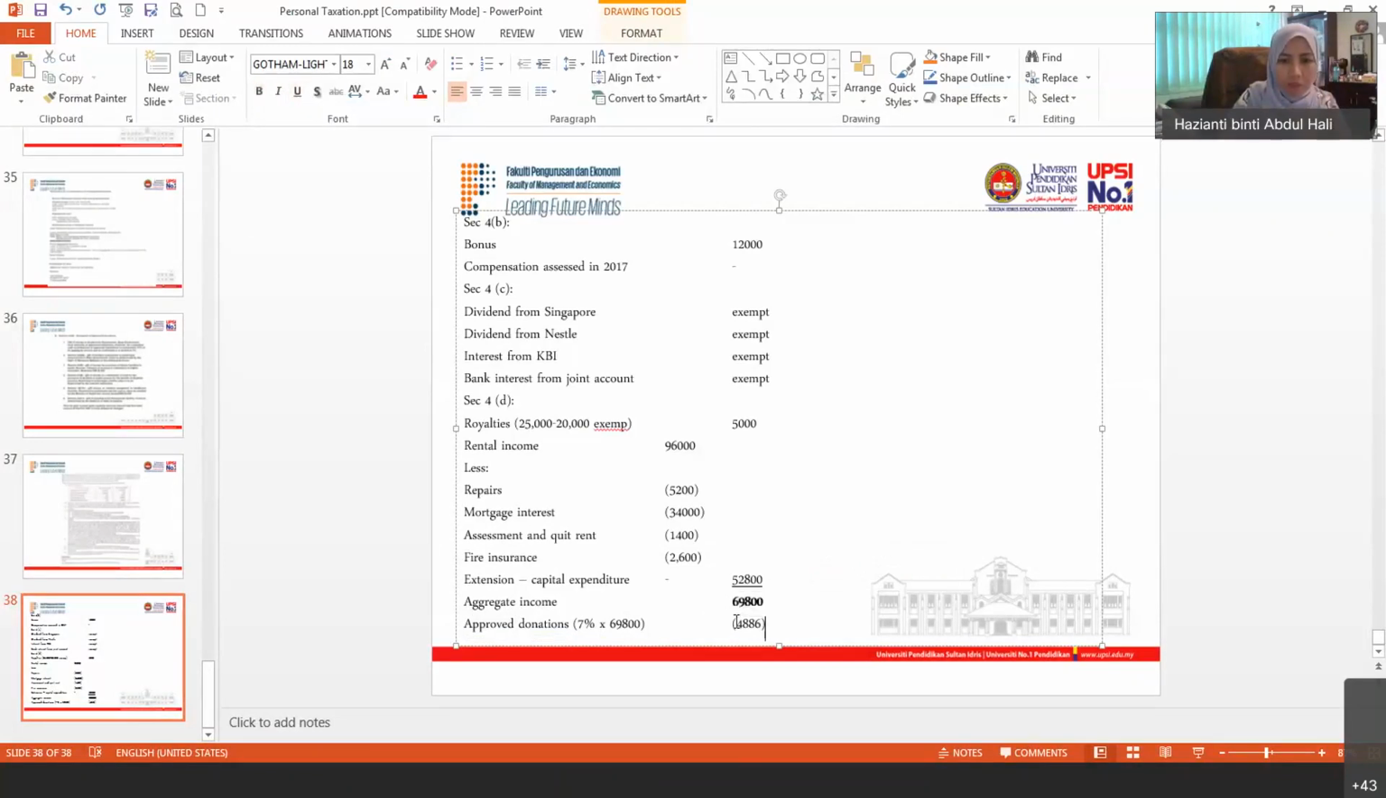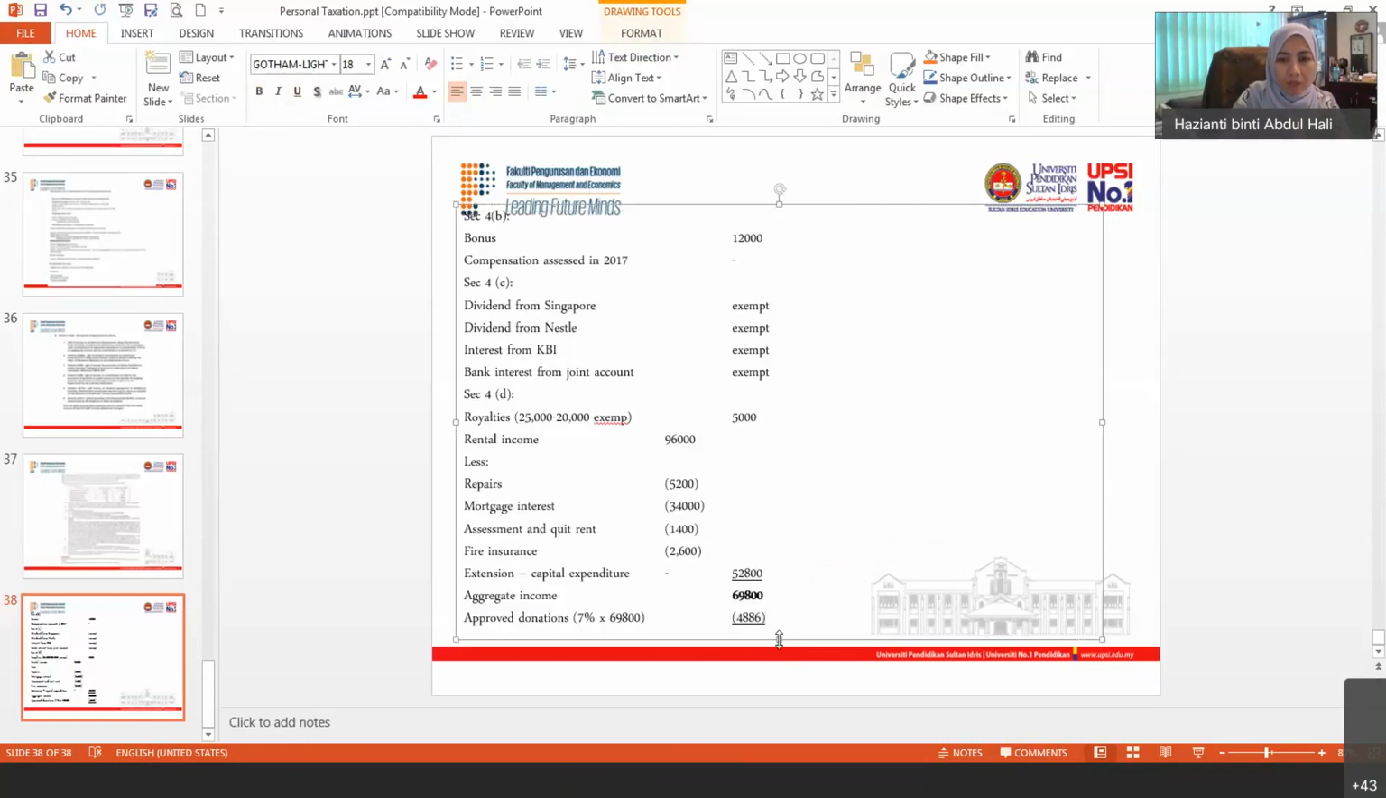This is his total income, so you can calculate up to total income. For the personal relief, you all have to calculate it yourselves, including the wife's. Maybe next week we can look at the answer. What is the total income? 69,800 minus 4,886 is 64,914.